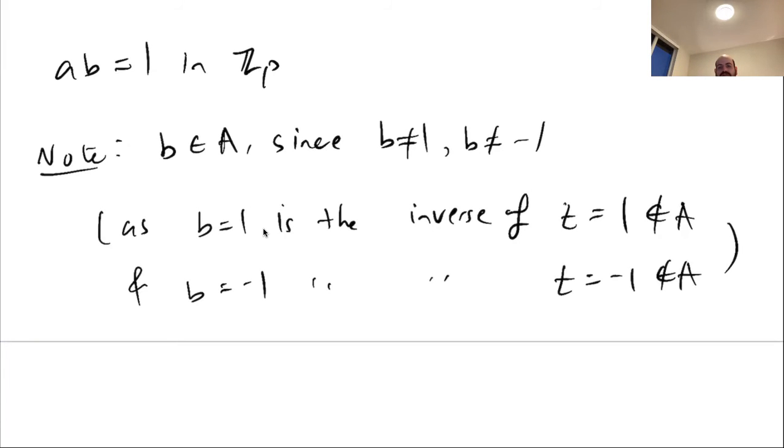One is inverse of T equals 1, so it cannot be inverse of A. Remember, each number is only allowed to be inverse of one number. It cannot be inverse of two different numbers. So if one is inverse of T equals 1, it cannot be inverse of A anymore. And similarly, if -1 is inverse of T equals -1, it cannot be inverse of A anymore.